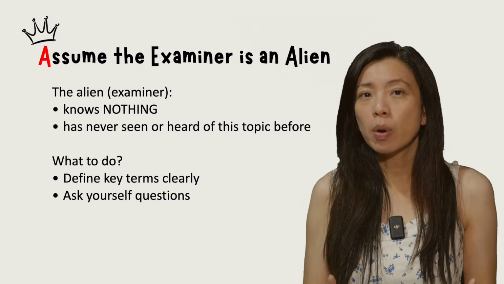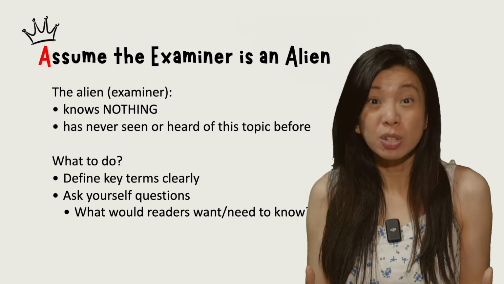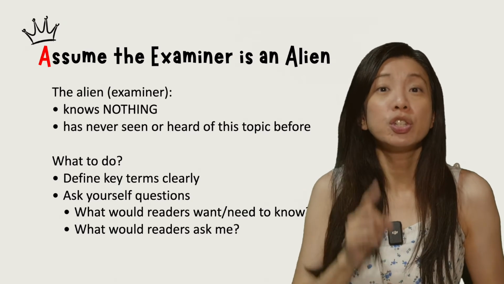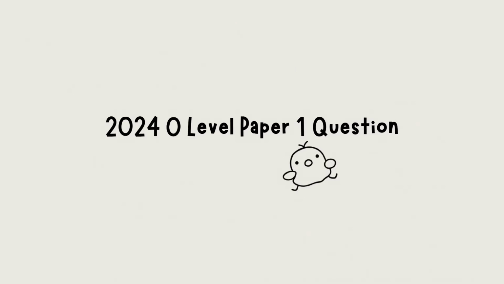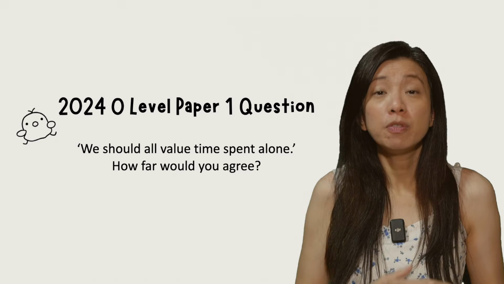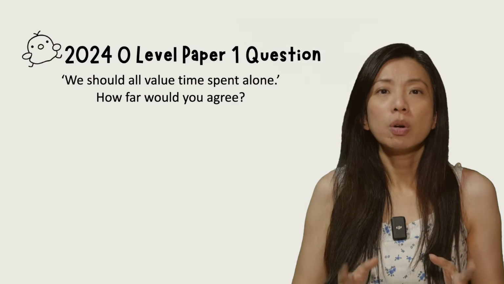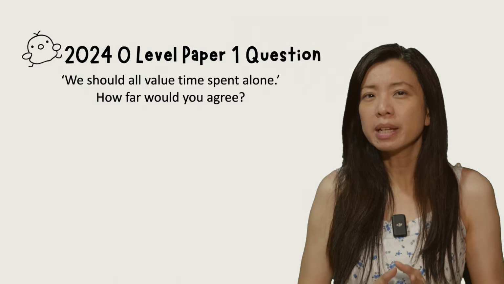You can ask yourself questions like, what would your reader want to know? Or what do they need to know? Or even, what questions you think that they might ask. Let's take a look at a 2024 O-Level Paper 1 exam question. The question is, we should all value time spent alone. How far do you agree? So a point you may come up with could be something like this.